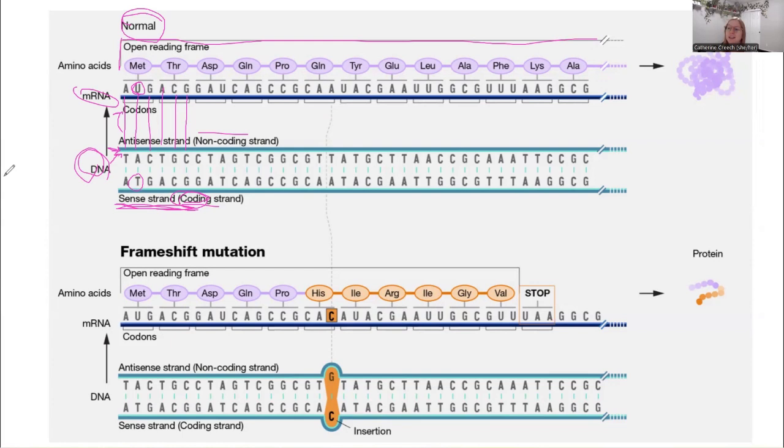Now, when we look at the mRNA, and we have our codons, each of these codons codes for an amino acid. We can see the amino acid above it. And this is the sequence that we should get with our unmutated DNA. Now, down here, we're going to introduce a frame shift mutation.